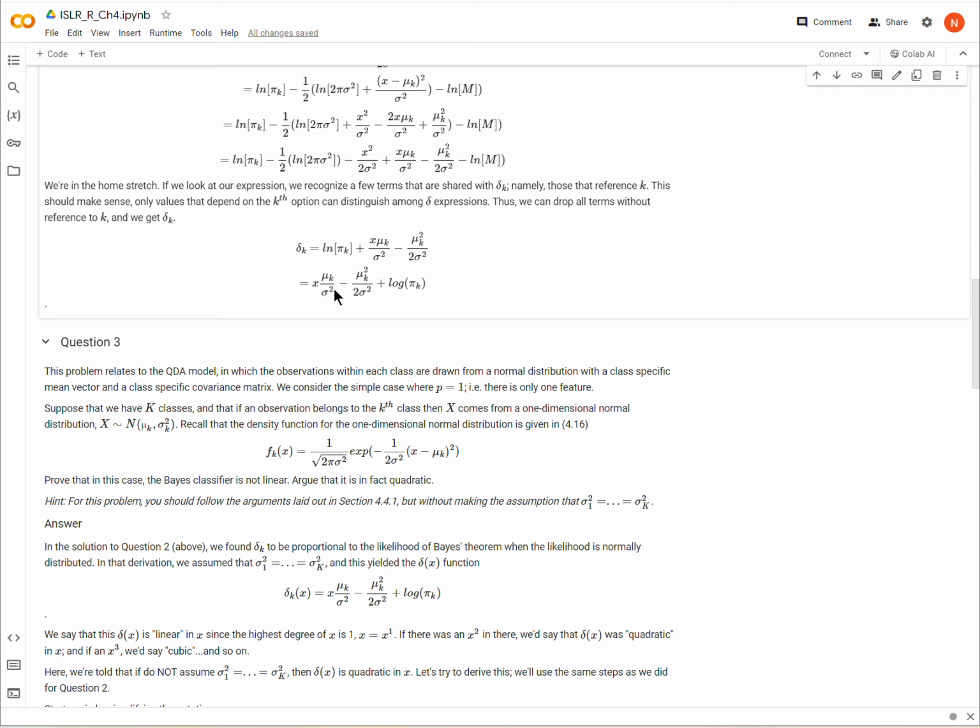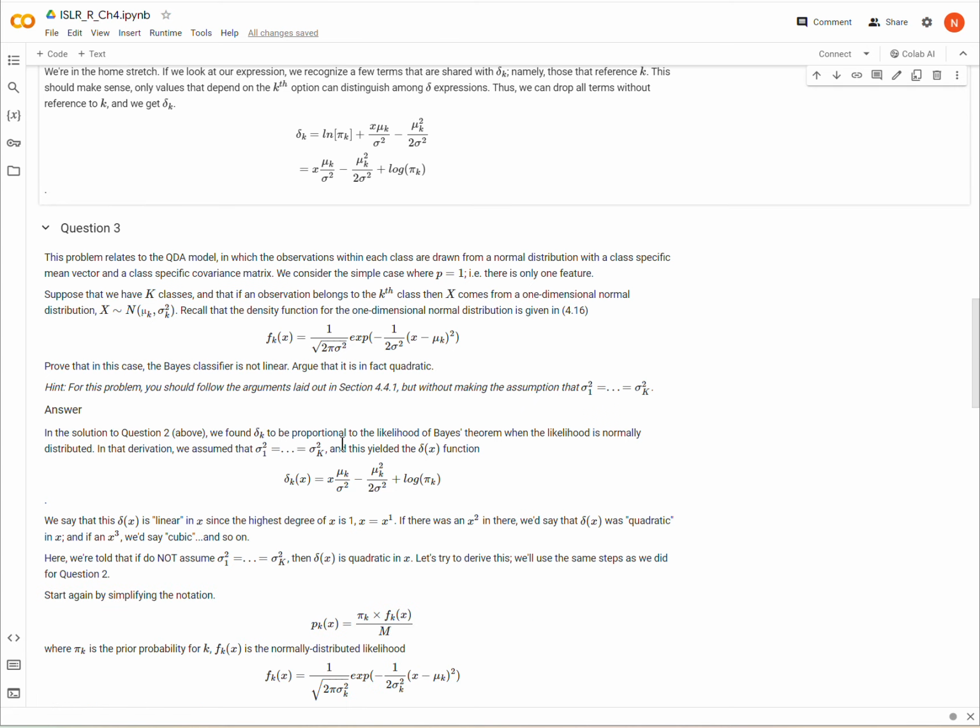Okay, well, what happens then when we don't assume that every class has the same variance, right, that the variances may change? Okay, how is that going to differ? All right, how's the delta function for QDA going to differ from that for LDA?